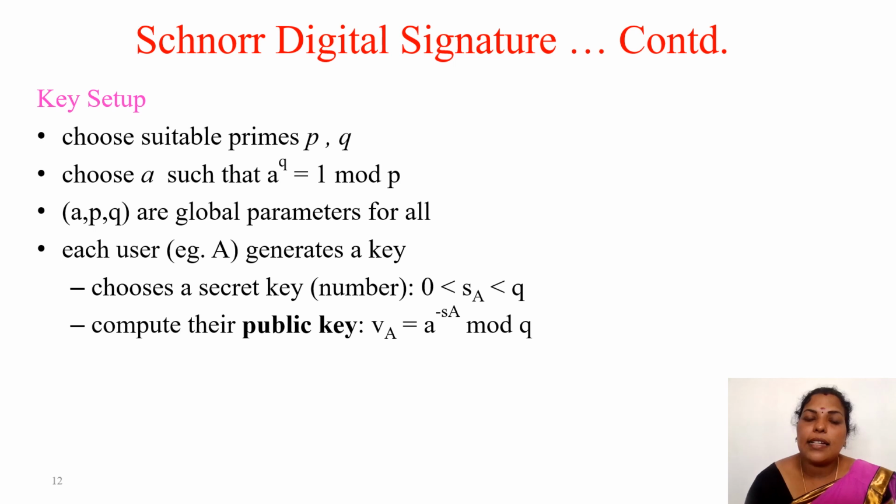So how the key is set up in the Schnorr digital signature is, we have to choose two primes P and Q, and we have to choose a value A such that A power Q is congruent to 1 mod P. And here A, P and Q are global parameters for all. Each user, that is Alice, generates a key: she chooses a secret key number SA that lies between 0 and Q, and computes the public key VA equal to A power minus SA mod P. This is the key setup phase.